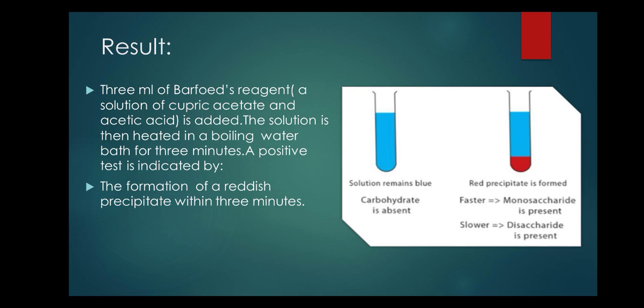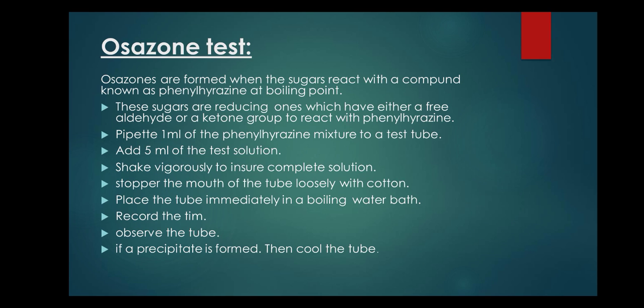In this pictorial representation, you can see that in case of absence of carbohydrate, the solution remains blue. If carbohydrate is present, then a red precipitate is formed. If precipitates form faster, it indicates that monosaccharide is present. If precipitate formation is slow, then it indicates that disaccharide is present in the solution.